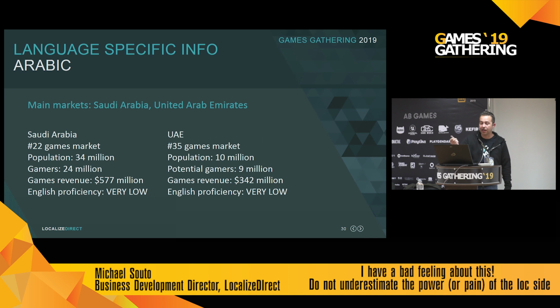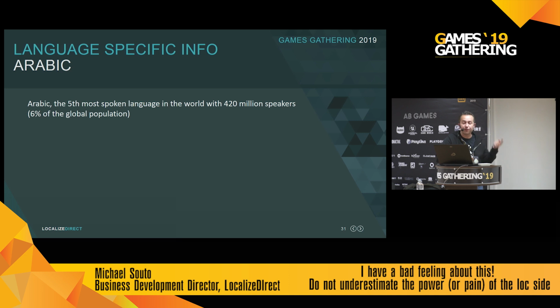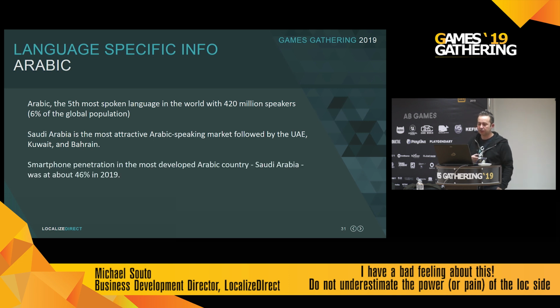Okay, Saudi and the United Arab Emirates. So Saudi's 22, UAE's 35. Again, both of them very low proficiency. Again, like I said before, I'm going to skip through some of these quickly, and then you can contact me and I can send you the presentation so you can have these numbers. So the fifth most spoken language in the world, 420 million speakers. Crazy. And Saudi's usually the most attractive when we localize into Arabic, followed by UAE, Kuwait, and Bahrain. And the smartphone penetration in Saudi is 46% in 2019 so far.